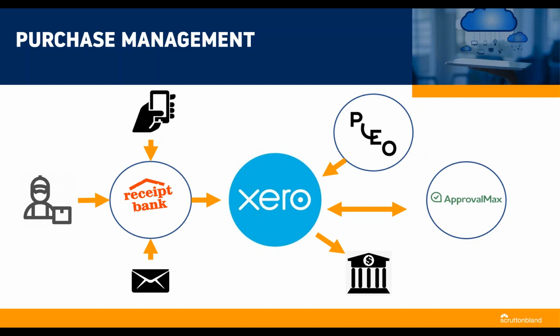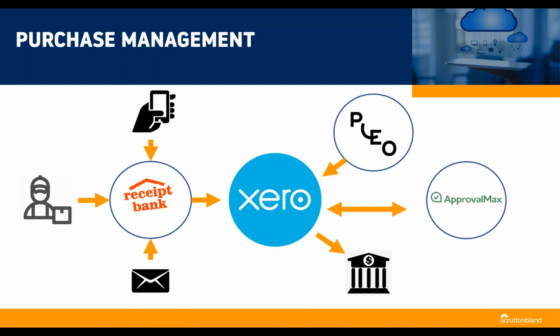Approval Max on the far right is an approval system that sits on top of this and enables you to push information across to relevant people in your business to approve the invoice, to check that what's come across from the supplier is actually what you agreed to be paying for in the first place.